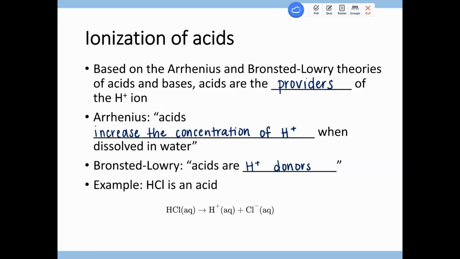And then Bronsted-Lowry acid definition is that acids are H plus donors. So really two different ways of saying the same thing. H plus donors would increase the concentration of H plus in solution. So HCl again, this is one of the strong acids, produces H plus and Cl minus.